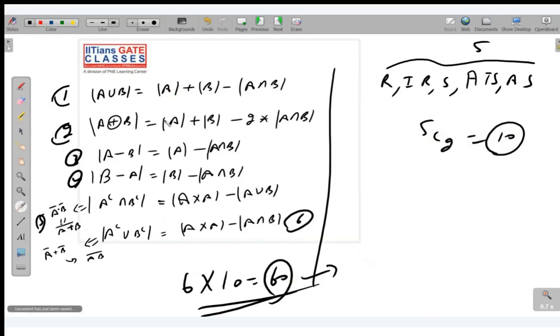Because the number of reflexive we already know by the formula, the number of symmetric we already know by the formula, but we do not know how many are reflexive as well as symmetric. That is the problem. So A intersection B we do not know. The moment we know A intersection B, I can solve A union B, A XOR B, A minus B, B minus A, all we can solve. Yes, sir. Okay.